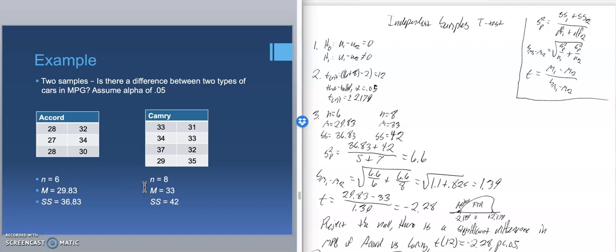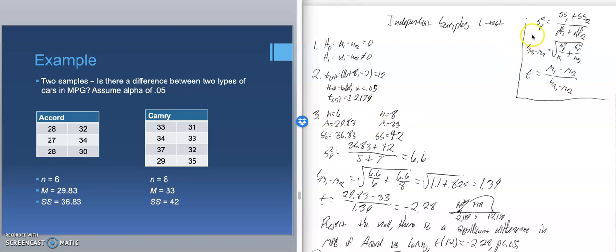Okay, so we have everything we need. Alpha's 0.05. Is there a difference? Let's do some math. Come over here to the right. U1 minus U2 is 0, always going to be that. Alternative, U1 minus U2 is not equal to 0. Difference. That determines that symbol there. T critical, pardon my scribble, but I was doing 6 plus 8 minus 2 gives us a DF of 12. It's two-tailed. Alpha's 0.05. T critical is plus or minus 2.179. Again, I just copied the same information over.